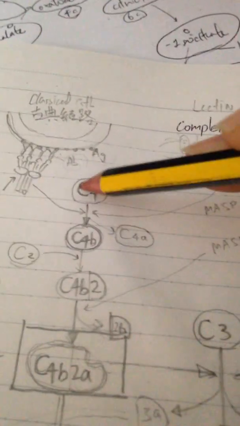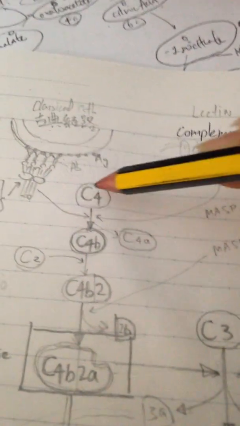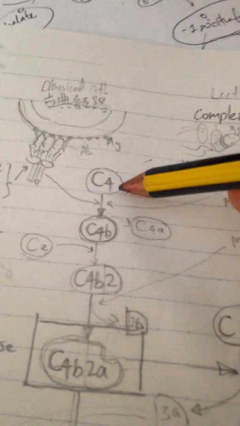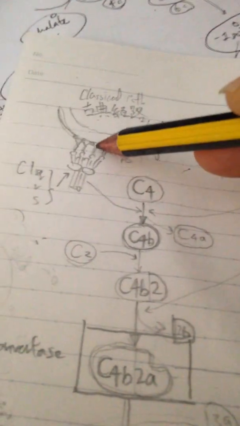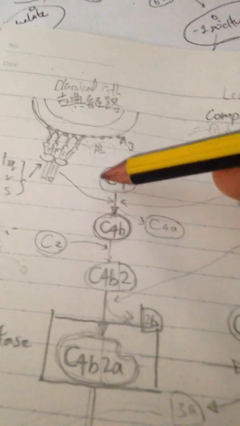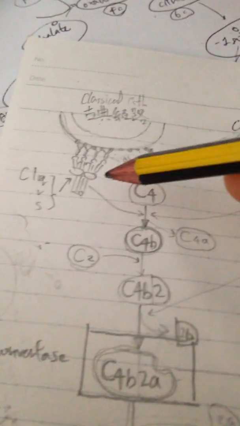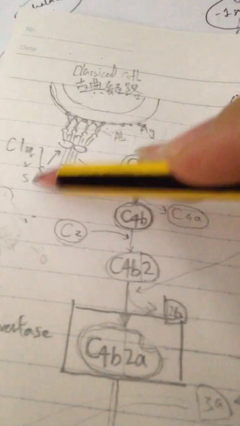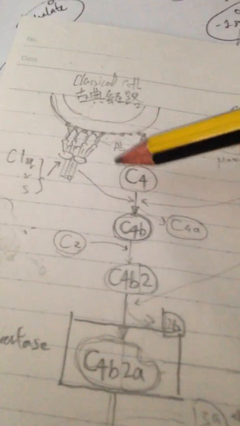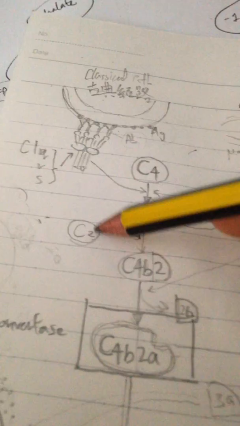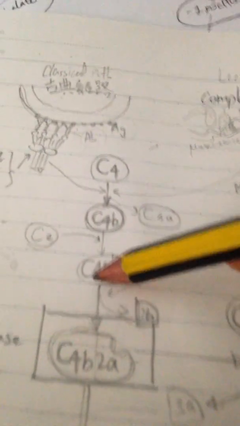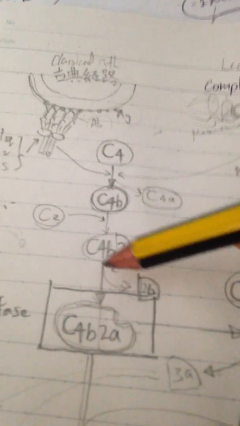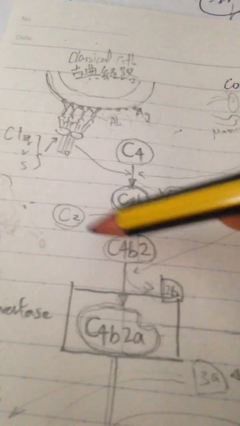So I'm going to write it down as if it's floating around in the plasma, but actually what happens is that this C4 attaches itself to this complex and it's going to attract other things onto this. So C4B is actually attached to the C1QRS near the pathogen, and then C2 comes and becomes C4B2. So it basically makes a complex together with the C4 and the C2.